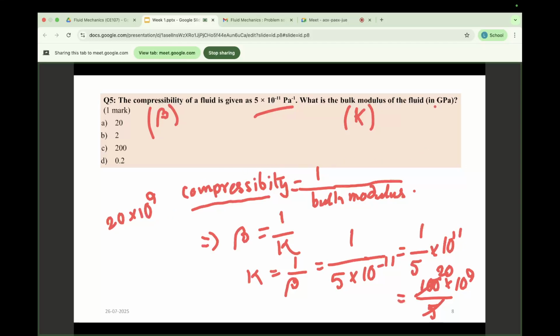It is given that we have to answer it in terms of gigapascal. So basically 1 gigapascal equals 10 to the power 9 Pascal. So that's why the answer is 20 gigapascal. So the correct answer is option A.